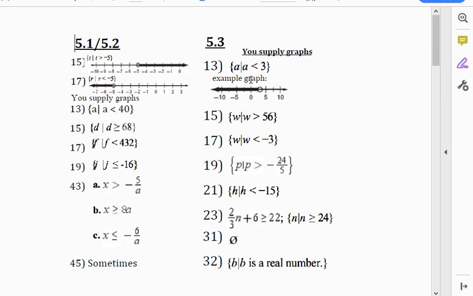5.3 was multi-step inequalities. 13, A is less than 3. 15, W is greater than 56. 17, W is less than -3. 19, P is greater than -24/5. 21, H is less than -15.